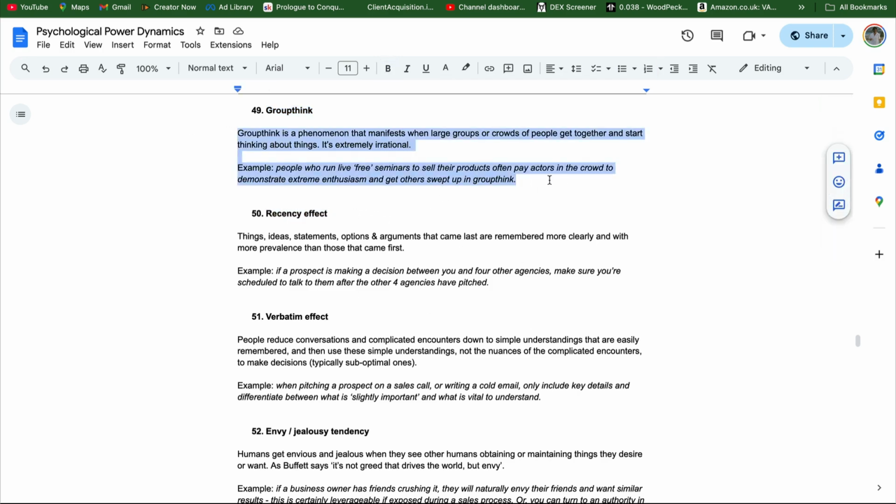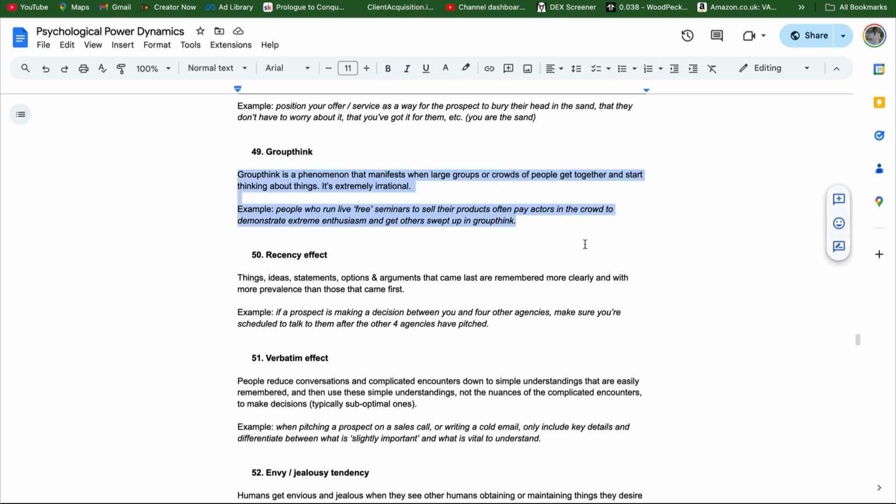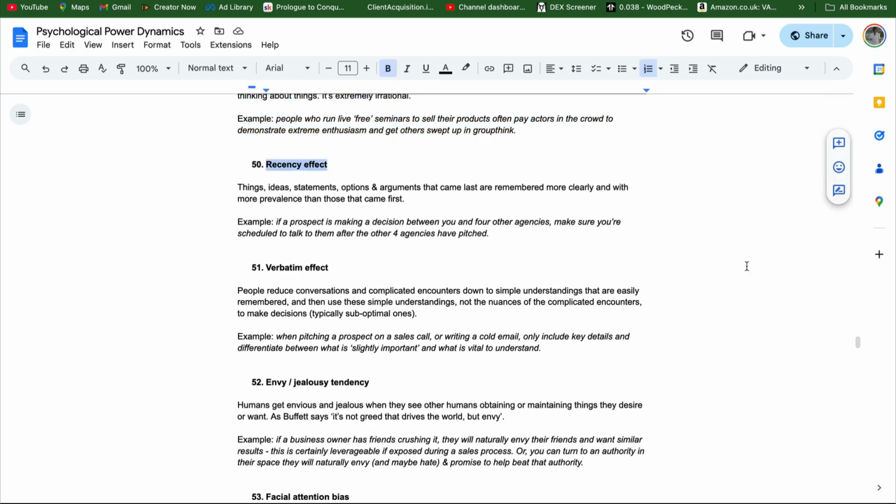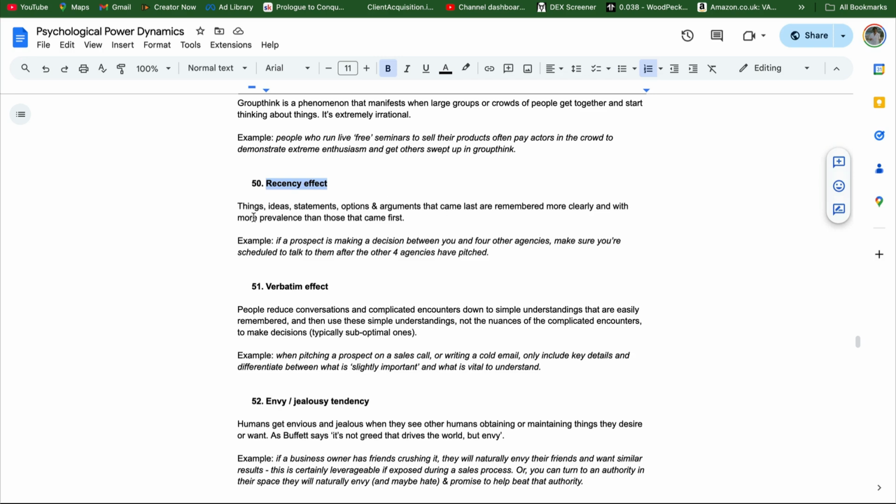And you could do the same thing with OnlyFans. Imagine you held a big OnlyFans creator mastermind and you got a bunch of girls there that were paid actors to go around and say how amazing your agency was and how it's changed their life. Again, you're going to sign so many clients that day. Recency effect: things, ideas, statements, options, and arguments that came last are remembered more clearly and with more prevalence than those that came first.